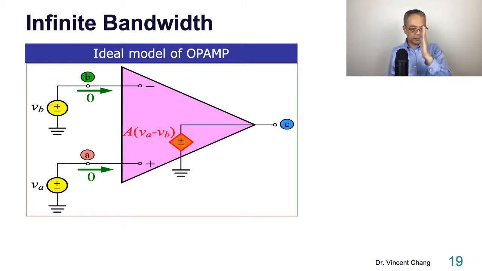Let's say the vertical axis represents the voltage gain and this is the frequency. So infinite bandwidth means in the spectrum, the gain is constant. It means the gain won't be affected by the frequency of the input signal. Infinite bandwidth.